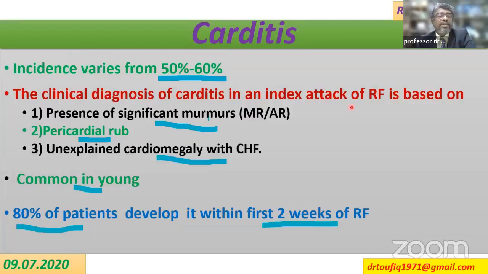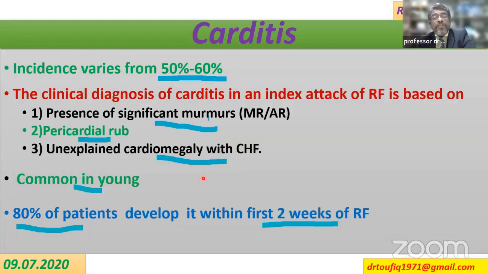And the clinical diagnosis of carditis in index attacks of rheumatic fever is based on the presence of significant markers. How can we diagnose that this patient may have carditis? If the patient develops significant new onset mitral regurgitation or aortic regurgitation, then we can suspect this patient may have rheumatic fever. The patient may have a pericardial rub, and this is a feature that indicates this patient may have pericarditis. There may also be unexplained cardiomegaly with congestive cardiac failure.